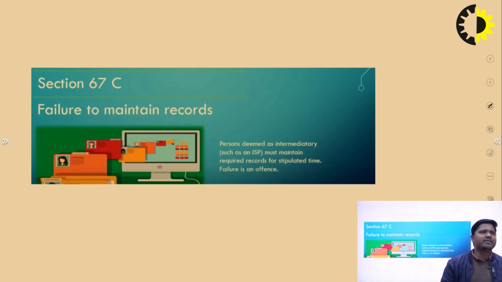And in 67C, failure to maintain records. If a person acts as an intermediary, such as an ISP, they must maintain required records for a stipulated time; failure is an offense.